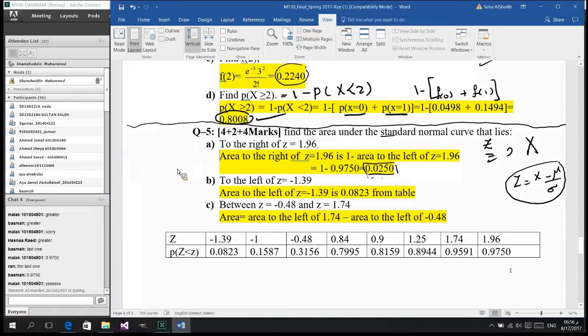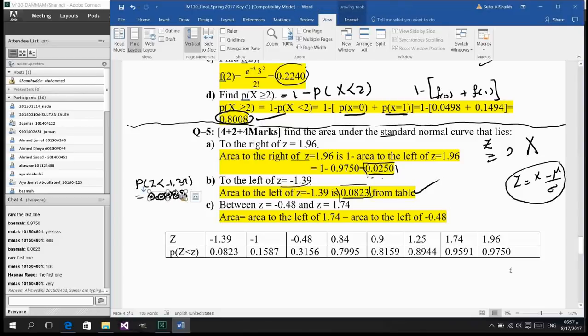Now to the left of, so directly now they want z less than minus 1.39. على طول it is less than. The table directly gives me, what is minus 1.39? 0.0823, وهذا الجواب. سهل ولا لا؟ بالضبط، صحيح.